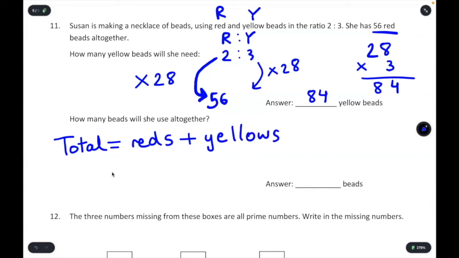Therefore, this has to equal 56 add 84. And that equals 140. They've already written the units as beads. If they hadn't, then I would advise you to do that just to be safe.